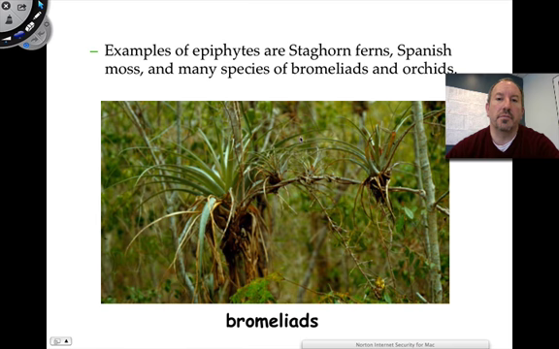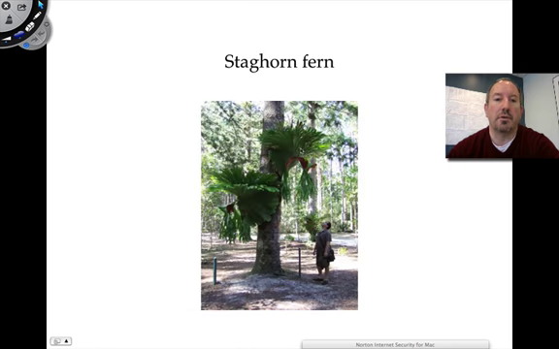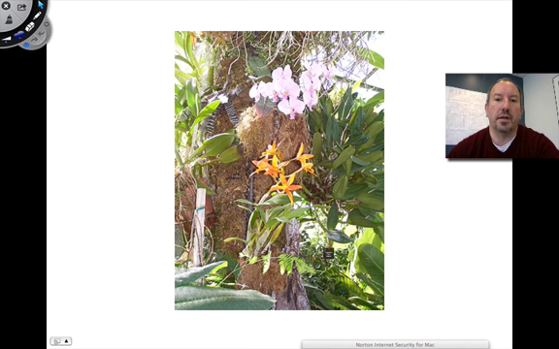Staghorn Fern, have you ever seen that before? Look at this, Staghorn Fern. It's kind of unusual, and it's growing upon another plant, so it's considered to be an epiphyte. But orchids can be epiphytes right here as well. They're really unusual, and they're found commonly in the tropics.